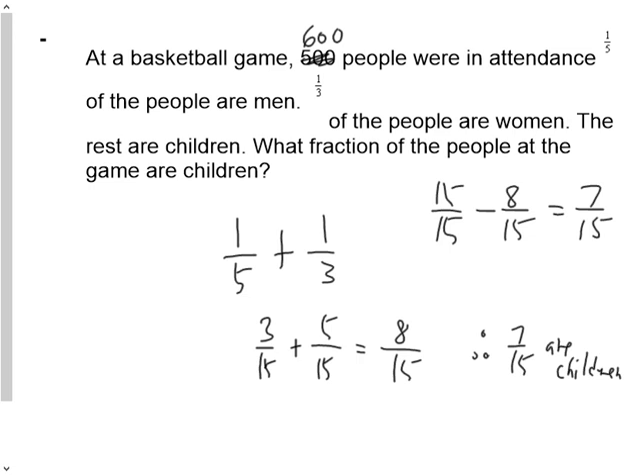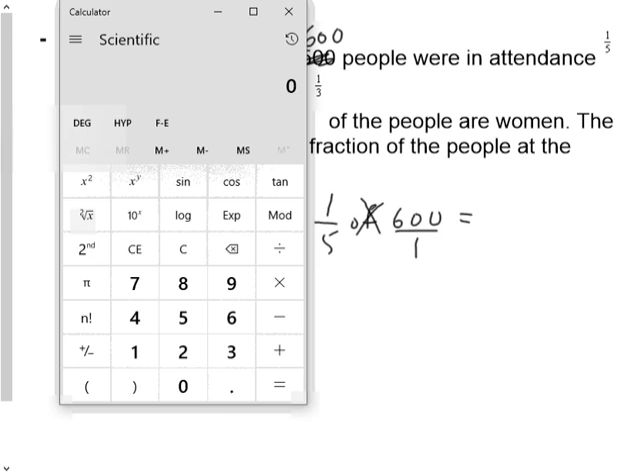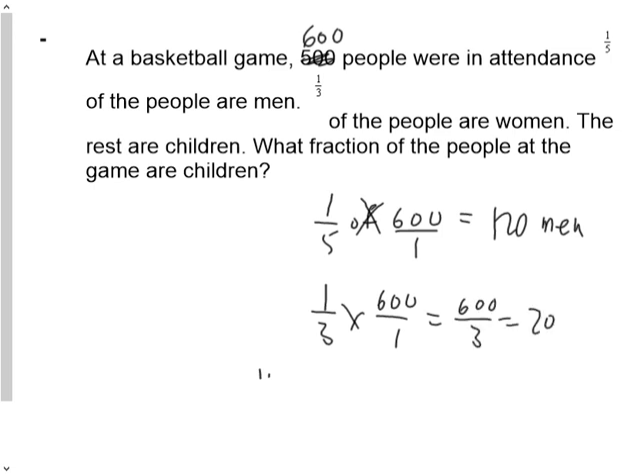The other way you could have done it is you could have found out what 1/5 of 600 is. And 1/5 of 600 would be 600/1 and multiply. That will get you whatever 600 divided by 5 is, which is 120. So 120 are men. Women is 1/3, so 1/3 of 600 would be 600 over 3, or 600 divided by 3, which is 200 are women.